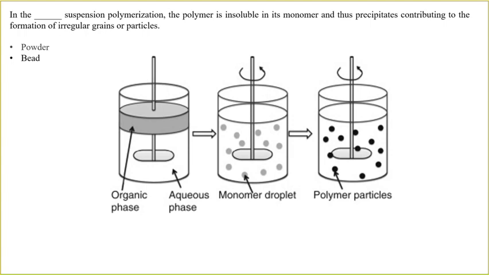Now, what happens in powder suspension polymerization is that the polymer is insoluble in its monomer and thus precipitates, contributing to its irregular grains. In bead polymerization, the polymer is soluble in its monomer and it is smooth and spherical, hence the name bead. Because beads are smooth and spherical in nature, this branch of suspension polymerization is called bead. In powder suspension polymerization, the polymer is insoluble in its monomer and thus precipitates, contributing to the formation of irregular grains. So the answer for this question is powder polymerization.